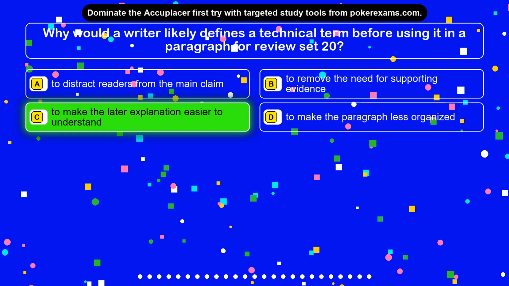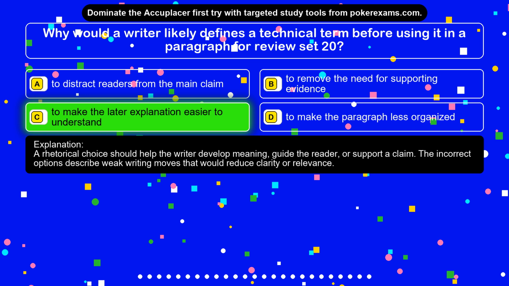The correct answer is option C, to make the later explanation easier to understand. A rhetorical choice should help the writer develop meaning, guide the reader, or support a claim. The incorrect options describe weak writing moves that would reduce clarity or relevance.